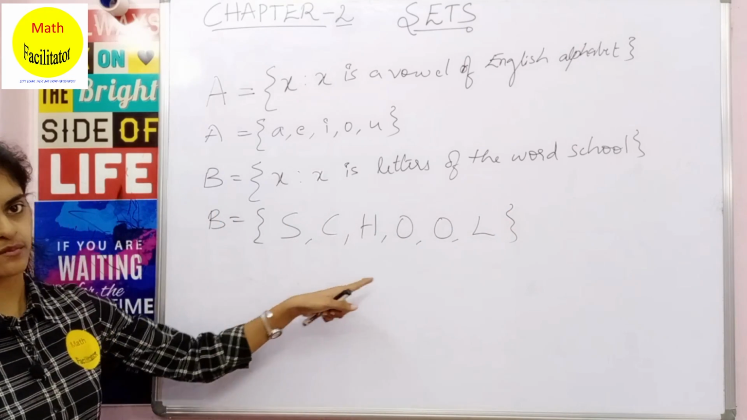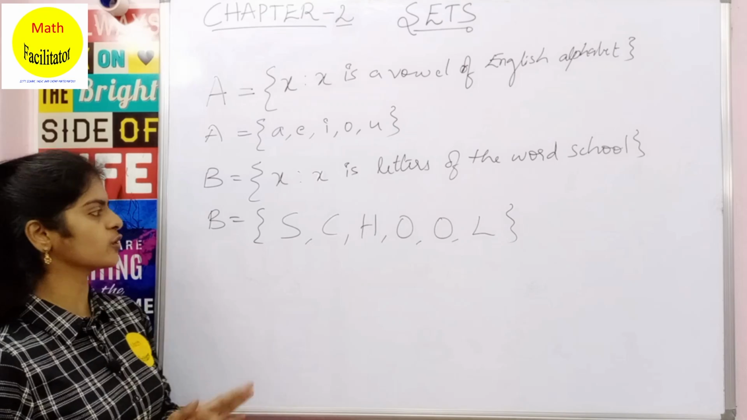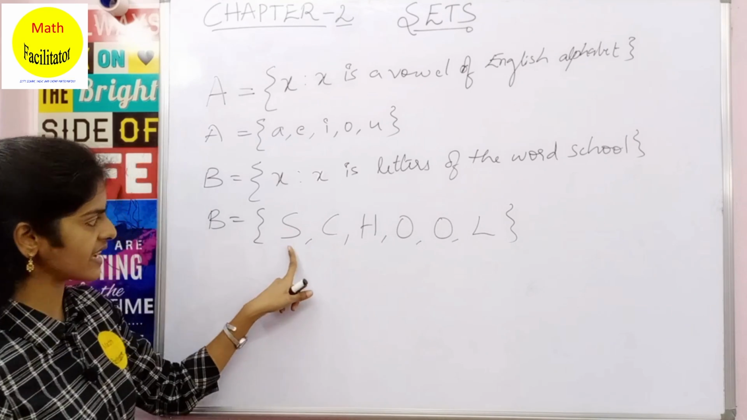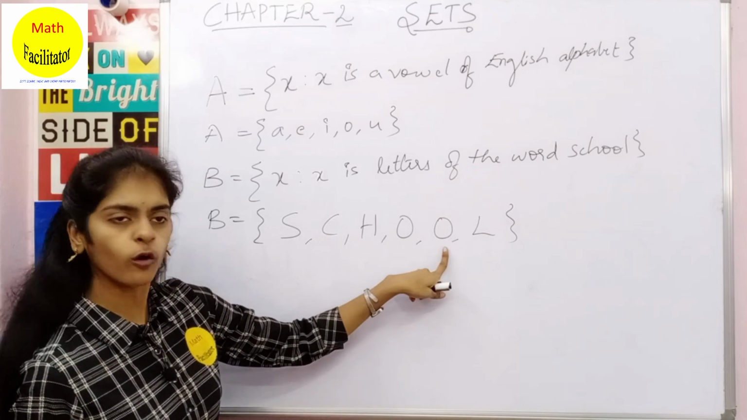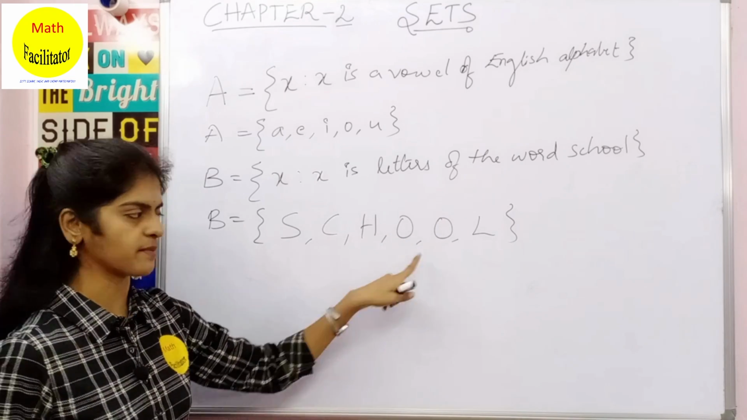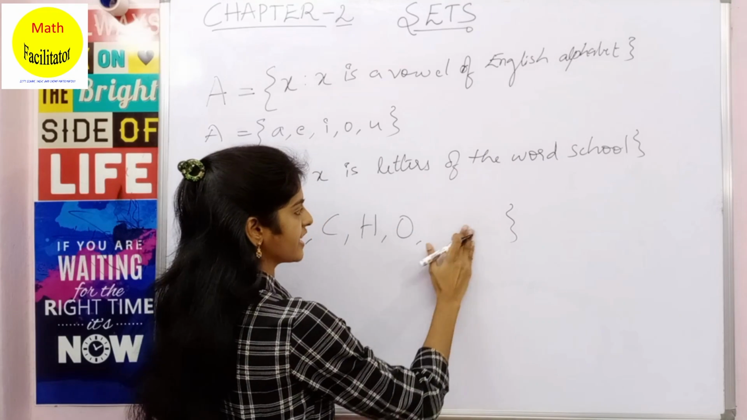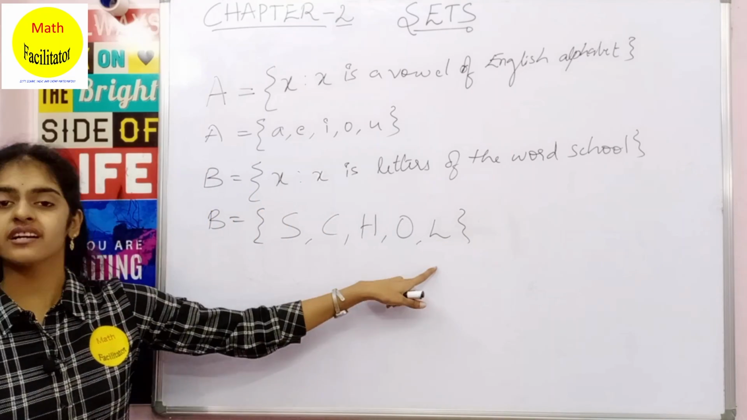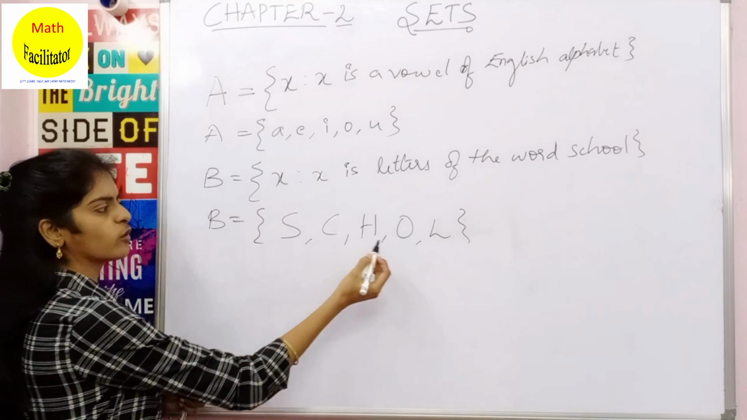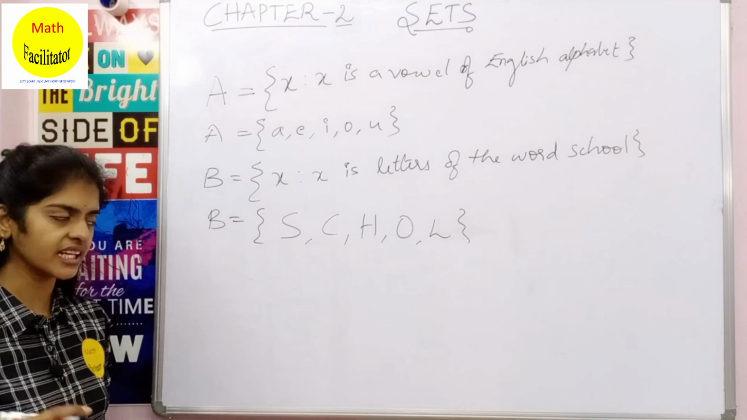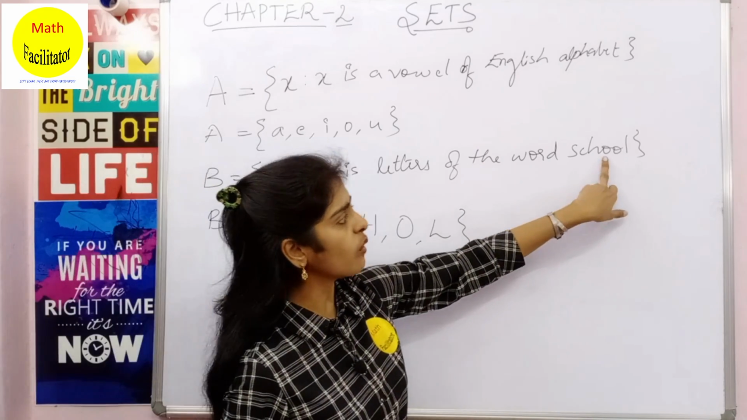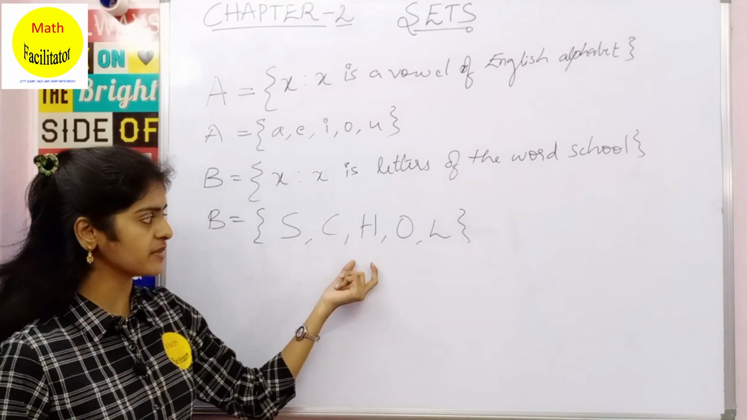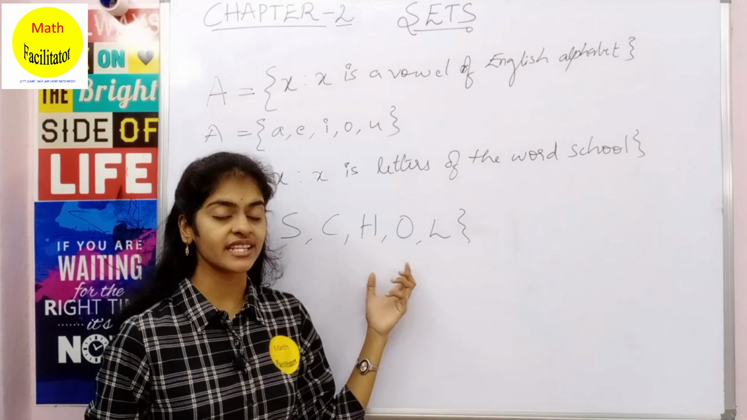This is nothing but roster form, but there is another rule for roster form: you cannot repeat the elements. Here you can see you have S, C, H, O and O. So O is repeating 2 times. So this O you will write only 1 time. Clear? So the rule is that the elements of the set should never repeat. You will write only once. The element should be unique. So though school has 2 O's, you will write only 1 O whenever you are representing in roster form, because the elements of the set should never repeat. They should be unique.